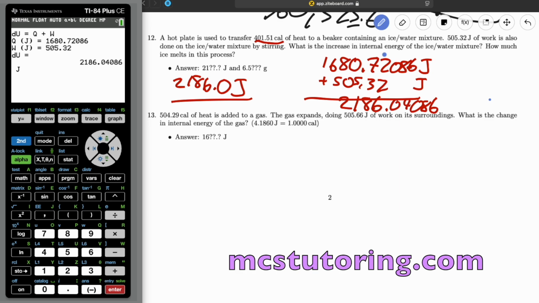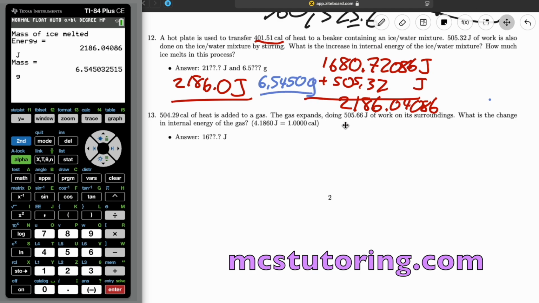What is the increase? How much ice melts in the process? So for this one, we go to ice melted, option 4. Okay. And then we're going to go option 2 because we're going to talk about joule inputs here. And then this is where I wrote it down, the 2186. So 2186 point, and I'm just going to go all the decimal places there just to be safe. And it looks like we've got 6.5450 grams. Okay, great. Finally, a problem done.